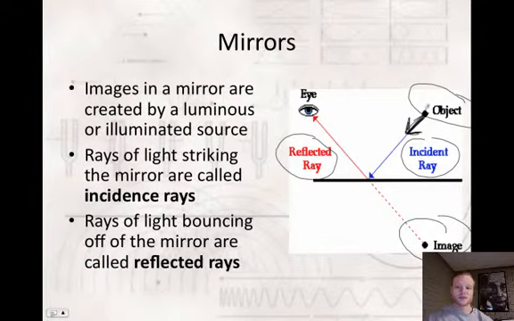It's basically light from an object comes off the object, hits the mirror, reflects off the mirror, and then the eyeball can see an image created in the mirror. This slide is about knowing that the incident ray is the ray that's going to strike the mirror, and the reflected ray is the ray that comes off of the mirror.